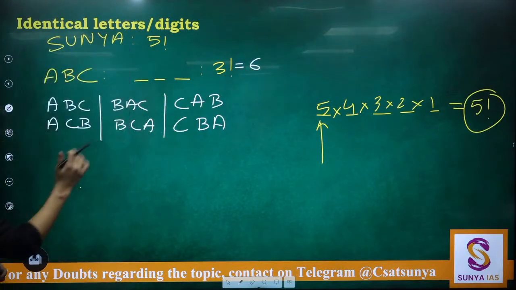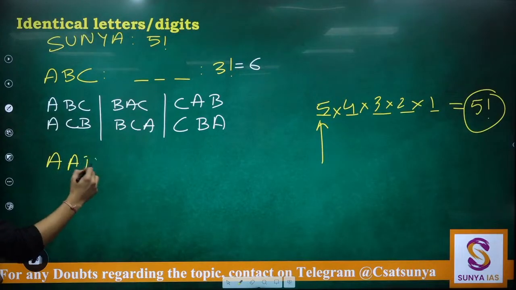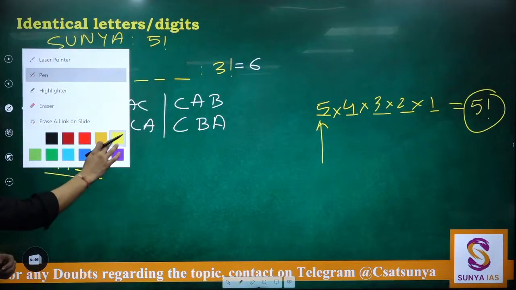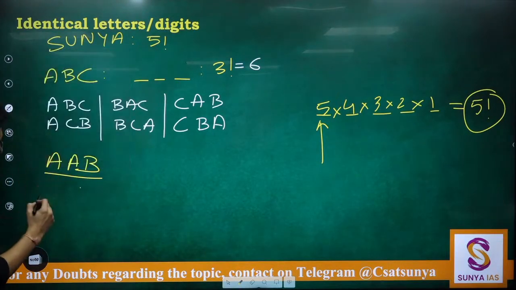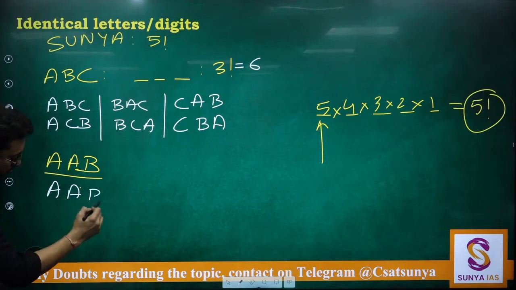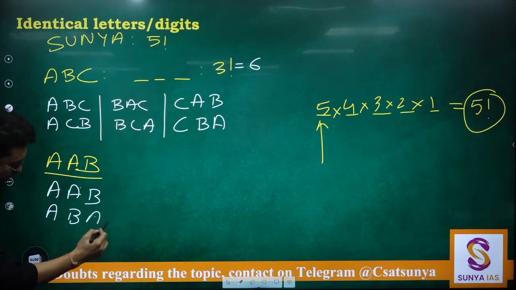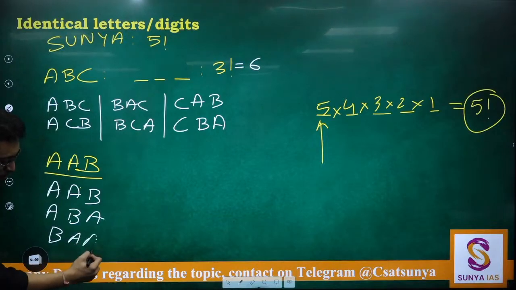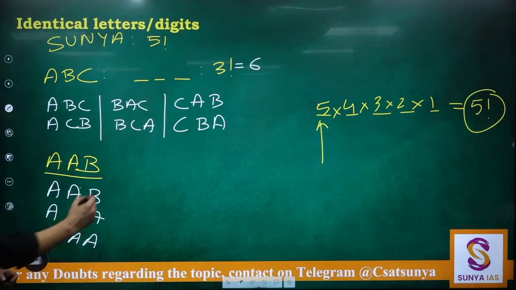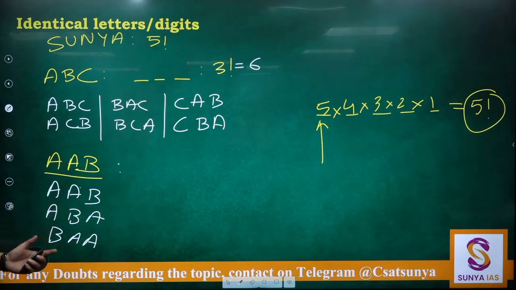Now I am telling you to make different arrangements of this. 3 ही बने. 3 arrangements will be AAB, ABA and BAA. You cannot have any more arrangement. ठीक है, तो only these arrangements are possible.